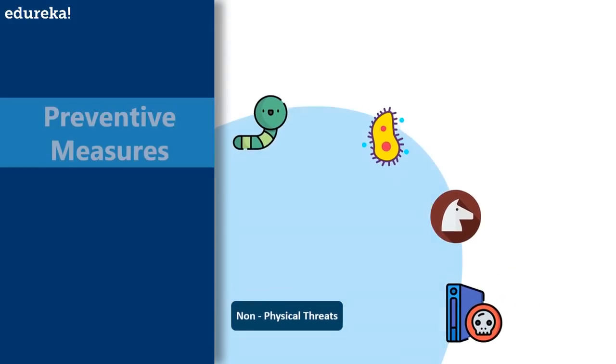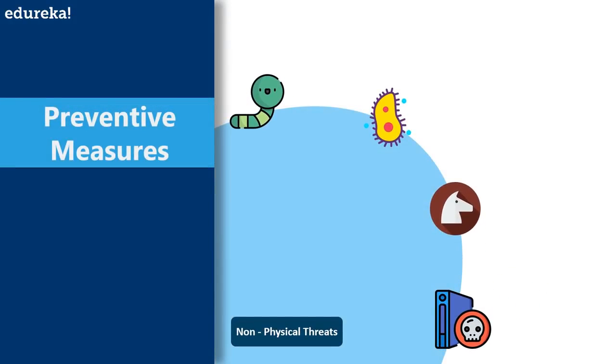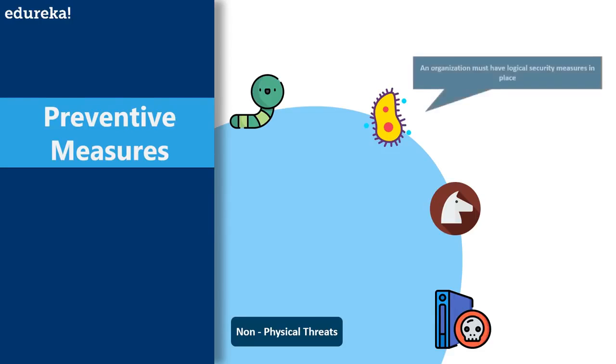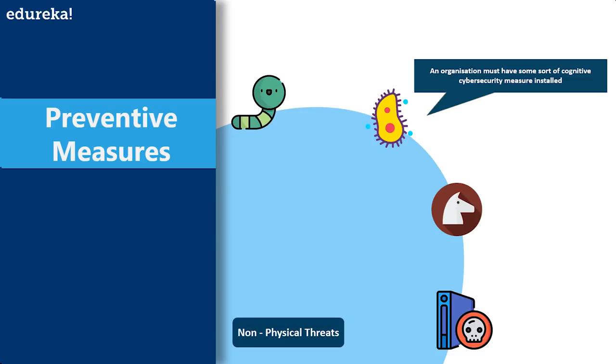Now, to protect an organization against non-physical threats, there are things that you could do. Firstly, to protect your computer system from the previously mentioned threats, an organization should have logical security measures in place. Logical security measures could include antiviruses or cybersecurity measures, like an incident response system for your organization for such things.